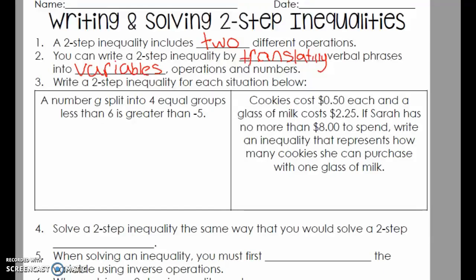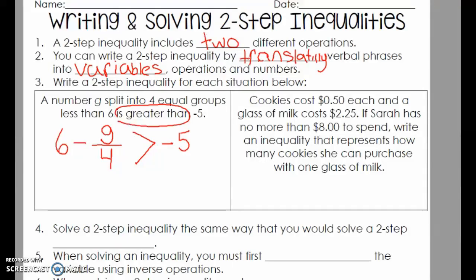Okay, so the first one we're going to write is a number G, and I'm going to just write it down as I go. A number G split into 4 equal groups. Well, if it's split into 4 equal groups, that means it's being divided by 4. Less than 6, that means this part is less than 6. So it's 6 minus G over 4 is greater than -5. Very good.